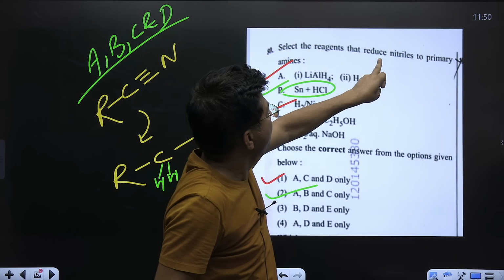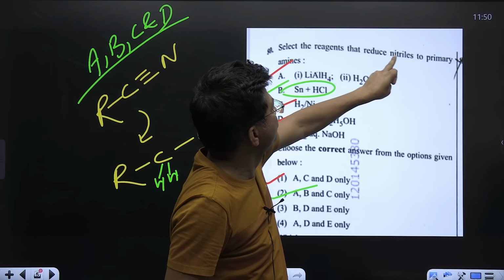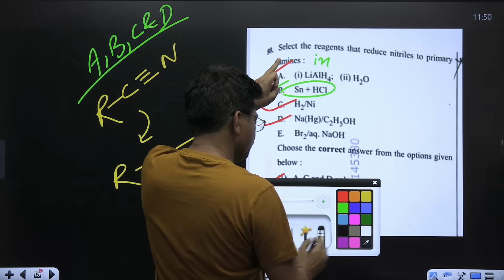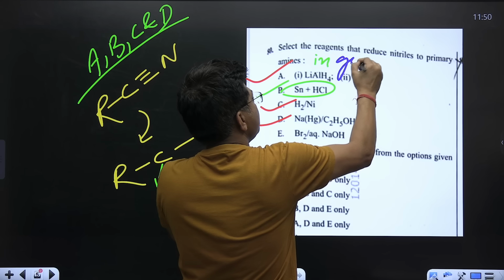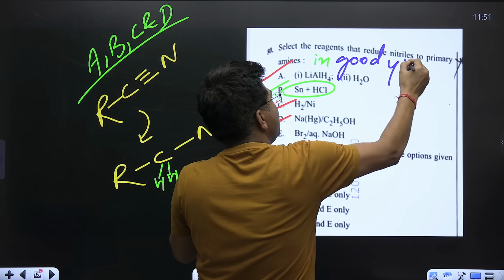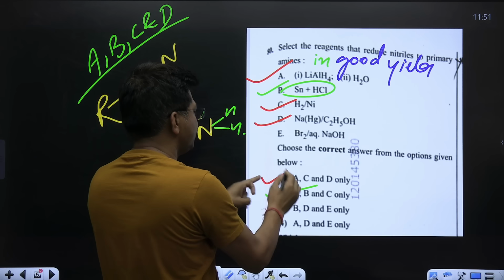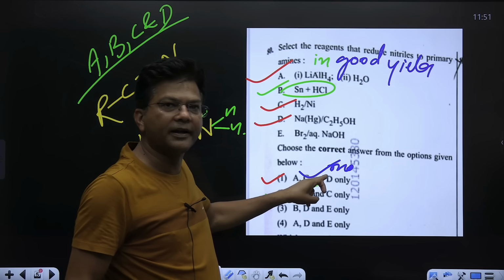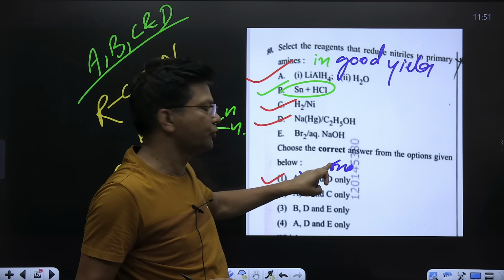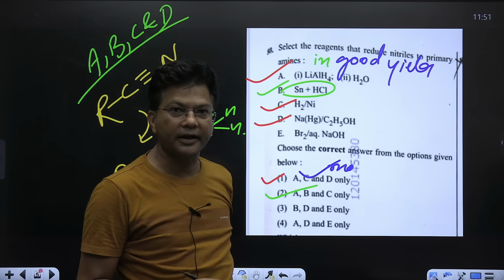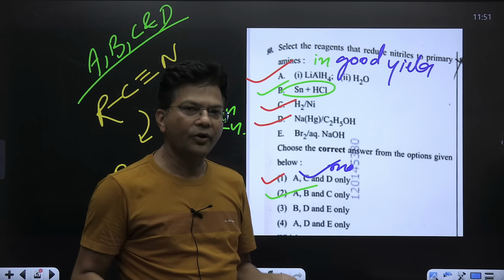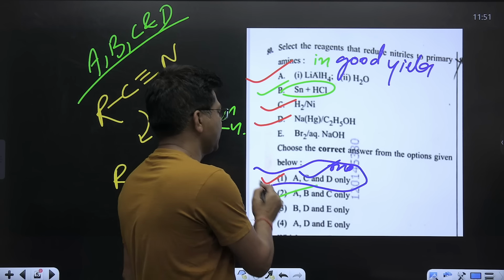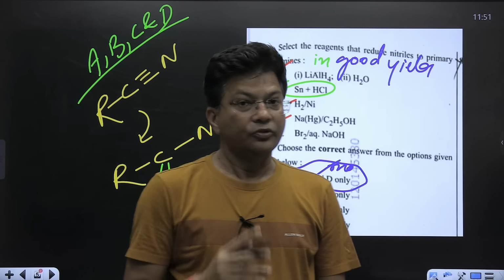If they had written the reagents that reduce nitrile to primary amine in good yield, if they had used the words good yield, then definitely good yield means good percentage, then this must be declared as the correct answer, because this is going to give good yield. But here both are the correct answer. It's a humble request to NTA, because NTA will say only this is the correct answer. So, 2 questions you got.